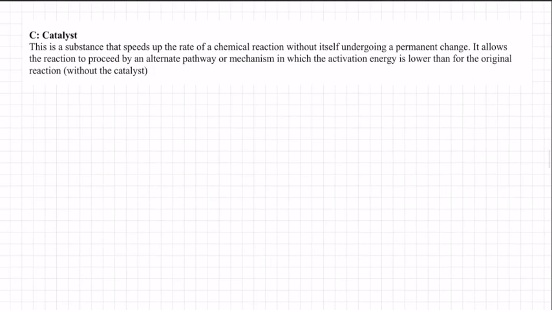If you remember from biology, catalysts increase the rates of reactions without themselves undergoing a permanent change. Enzymes are biological catalysts. We think this is because a catalyst allows the reaction to proceed by an alternate pathway or mechanism in which the activation energy is lower than that for the original reaction.